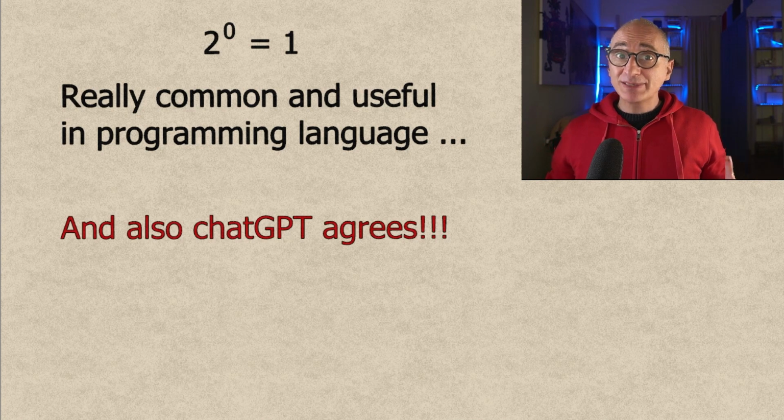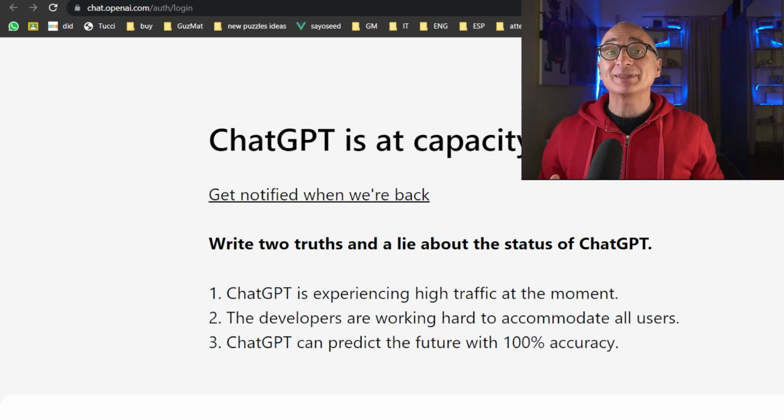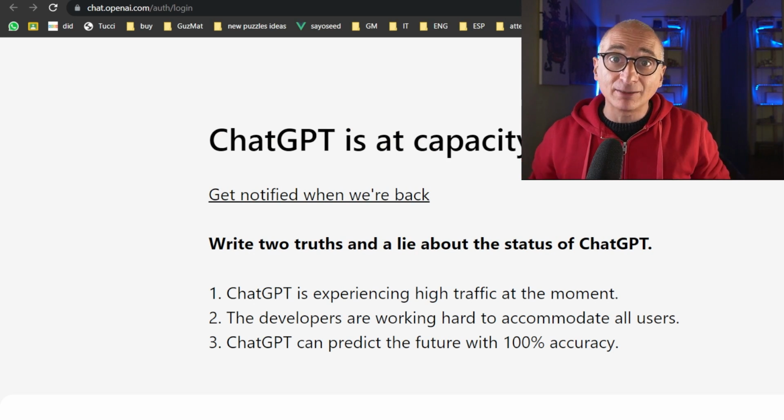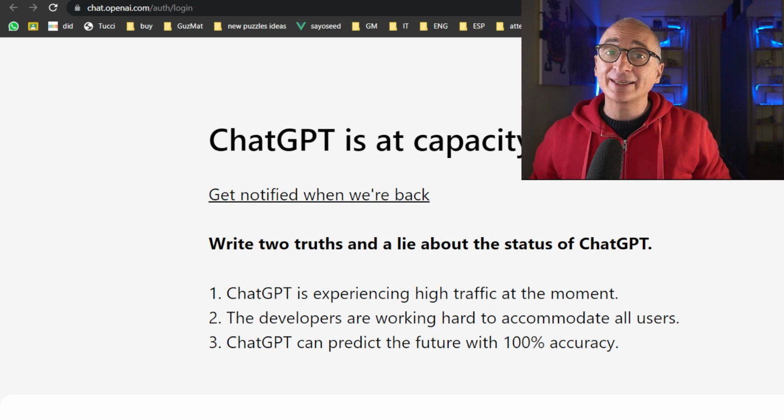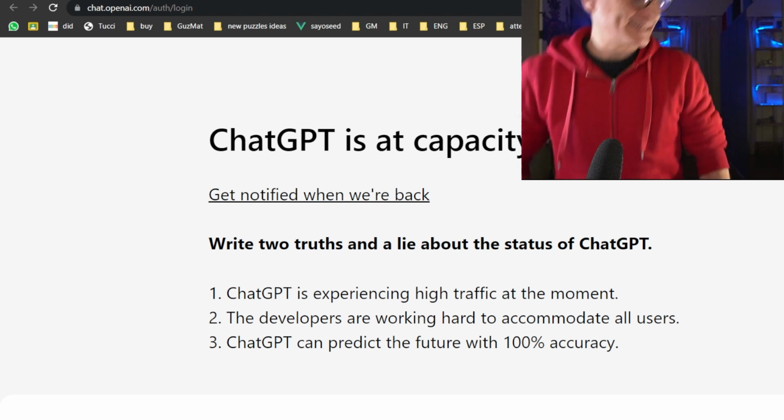Also ChatGPT agrees. Let's check. ChatGPT is at capacity right now. He can't answer all our dumb questions, but yesterday he told me that 2 to the power 0 is 1, and he was quite good at explaining it in his grammar law style, so I'm gonna ask my cat.